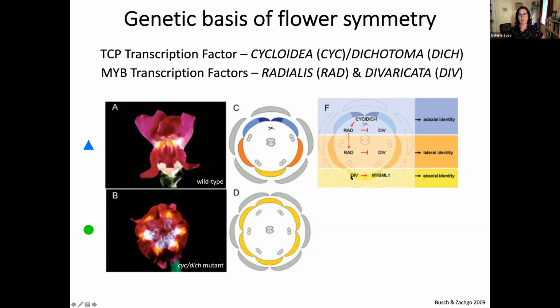And then divaricata is the third gene involved. This is inhibited by radialis, and so it's only expressed in this ventral petal. And that's what gives this ventral petal its particular shape.